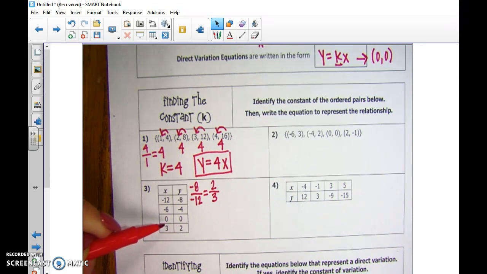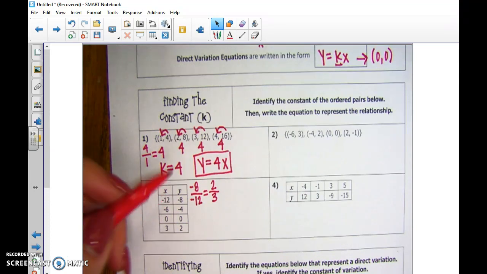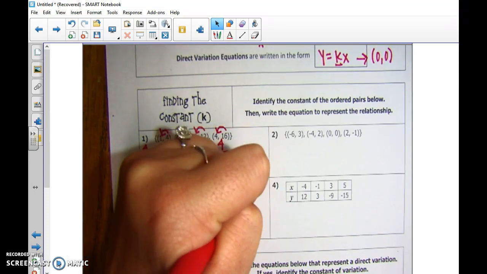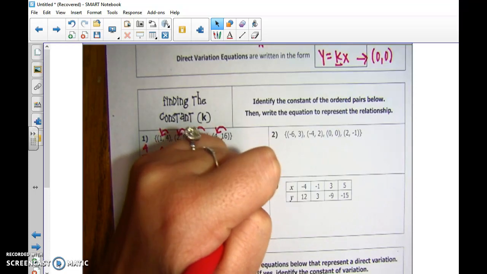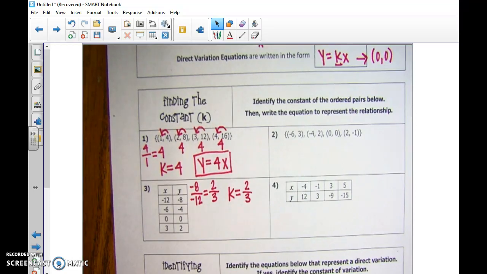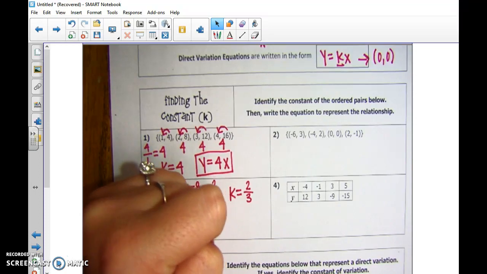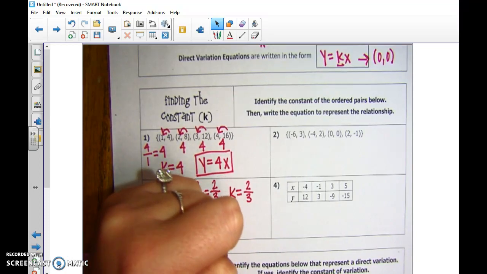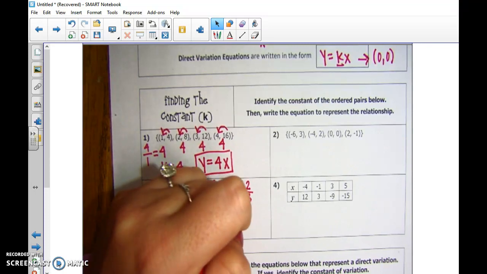We have 0, 0. That's where we want to start, so that's obviously going to be one of our points. Then we have 2 over 3. Remember, it's always y divided by x. So we can say that our constant is 2/3, and our equation would be y equals 2/3 x.